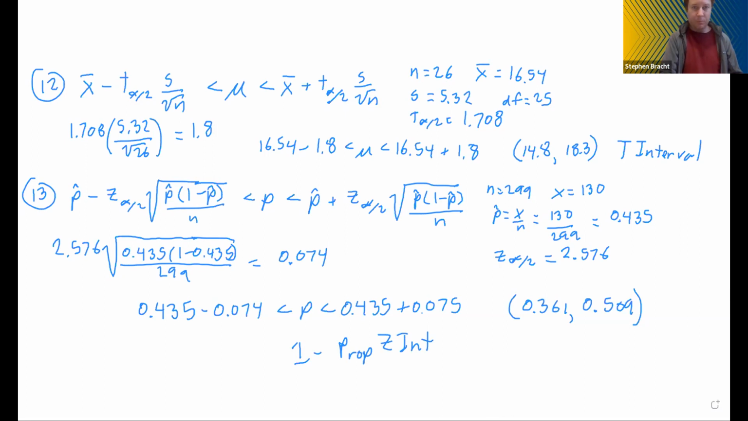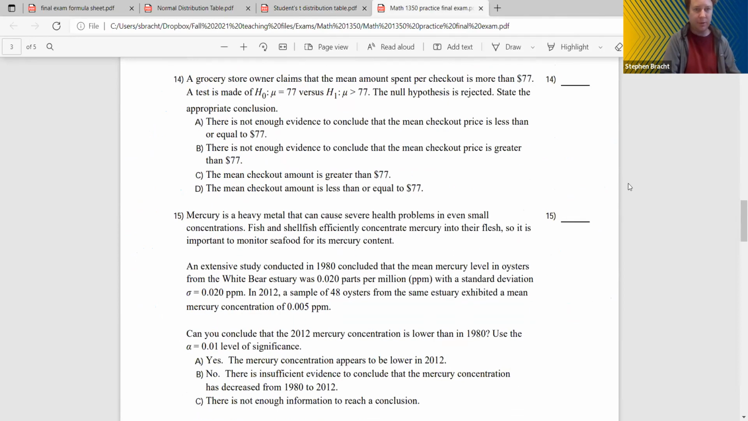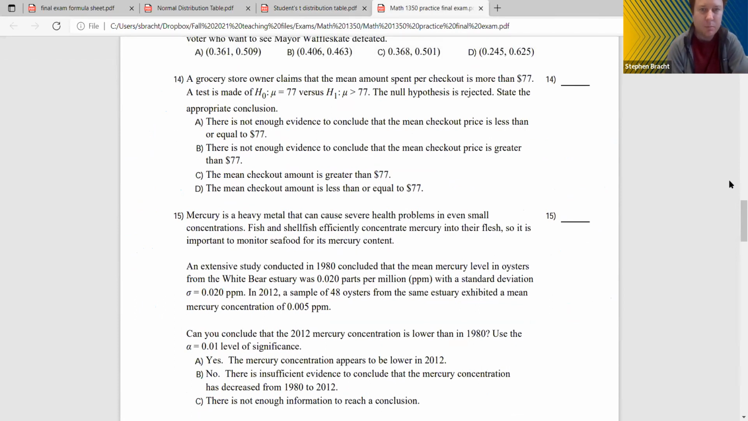Okay. So now we're moving on and we're doing a few questions related to hypothesis testing, which was the last topic we covered in the class. This first one is just going over basically understanding how to conclude a test, right?